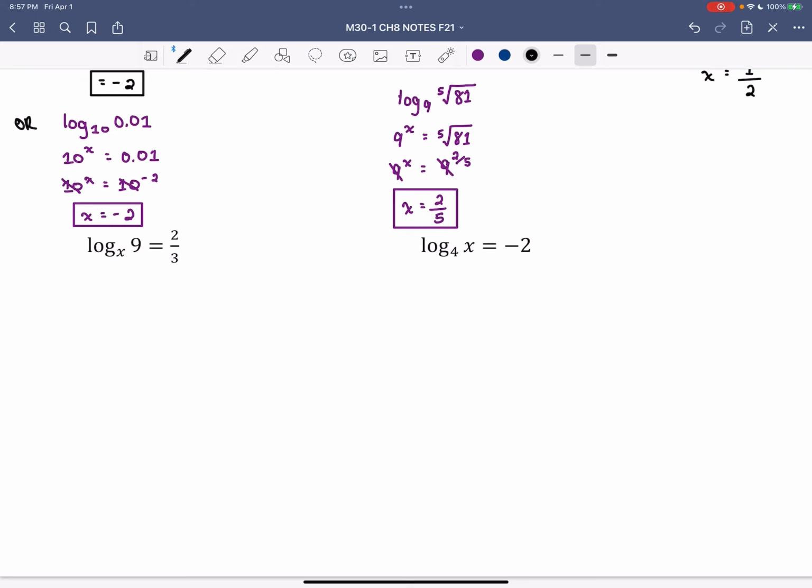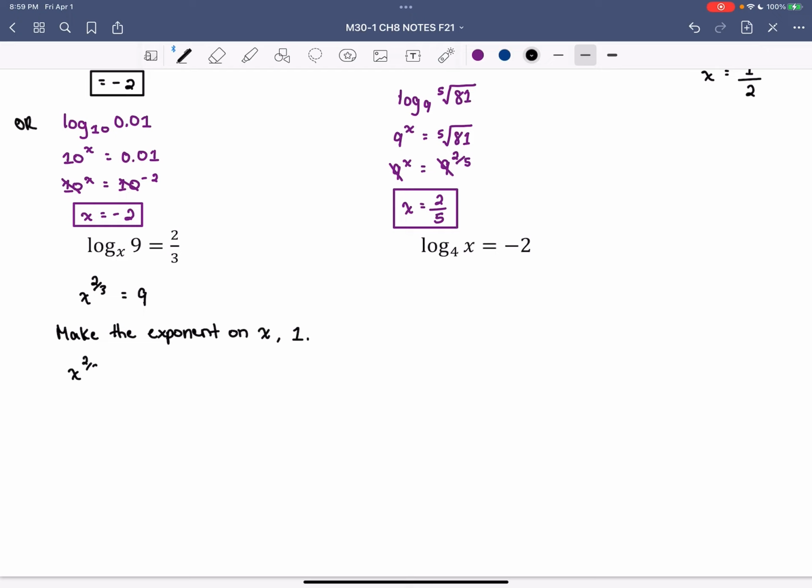Log base x of 9 equals 2 over 3. So this time we're solving for the base. Let's write this in exponential form. The base x to the power of the exponent 2 over 3 equals the argument 9. In this case, let's make the exponent on x 1. So what would we have to multiply 2 over 3 by so that we get 1? It would be the reciprocal.